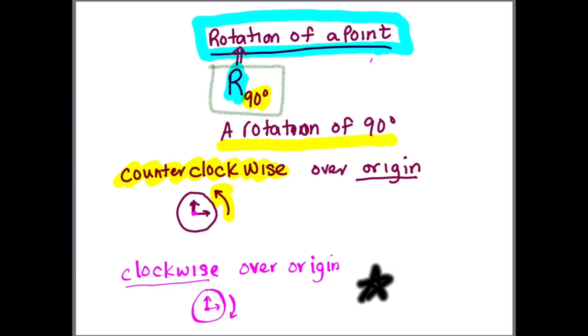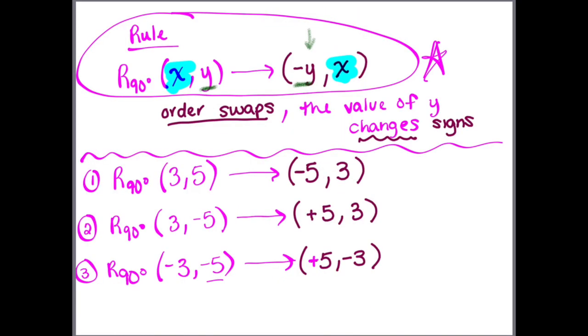So in the last lesson, we looked at the rule for 90 degrees. The rule said that we start off with X, Y, we swap the order, and we change the sign of the Y in the ordered pair, right? And I gave us some examples.